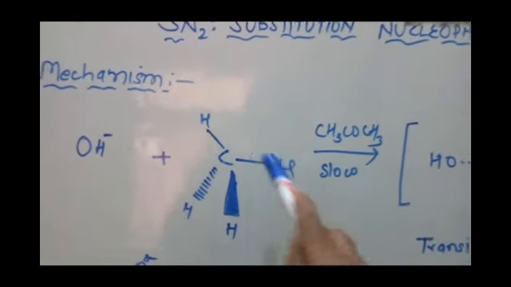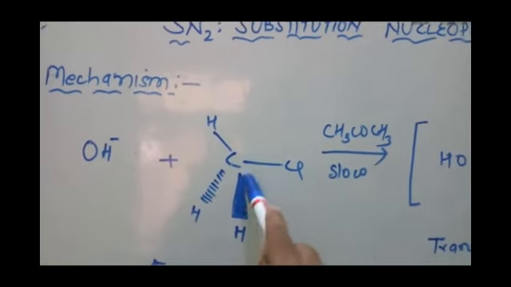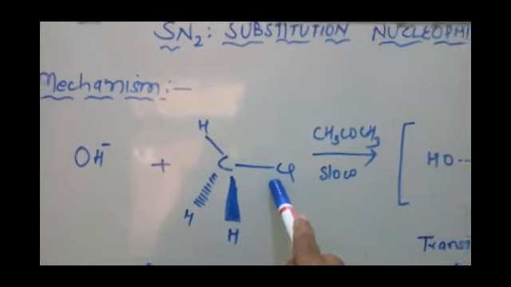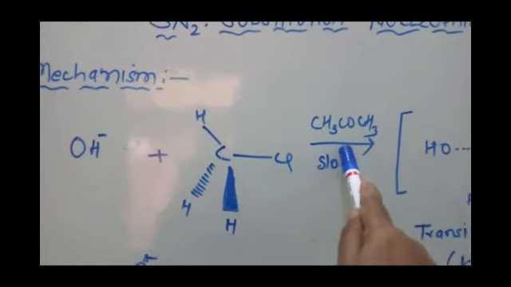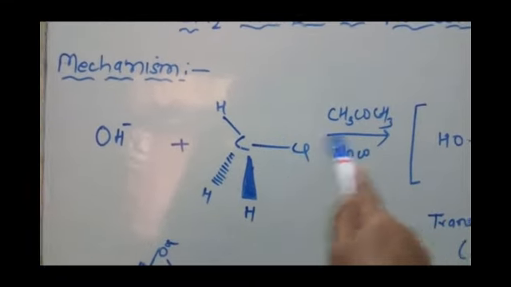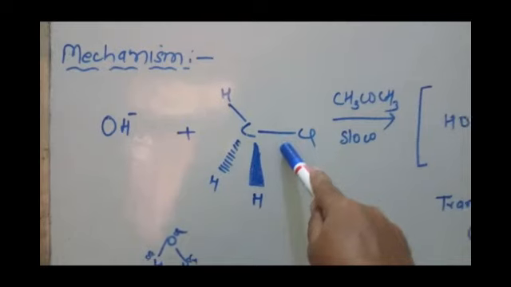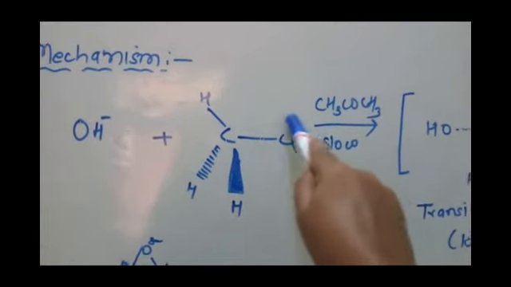Polarity is required because it has to weaken this bond, right? This C-X bond has to be weakened, therefore a polar solvent is required. But we require an aprotic solvent here, because this bond will only be weakened, it will not be broken, therefore there is no requirement to encircle this Cl- ion.